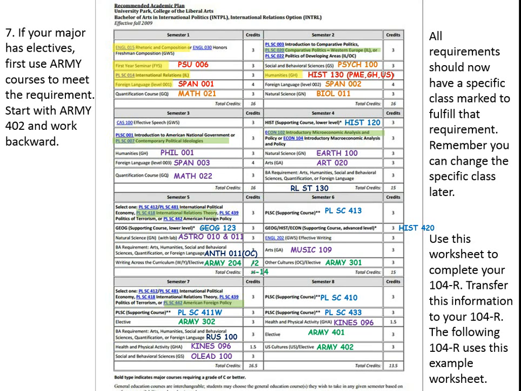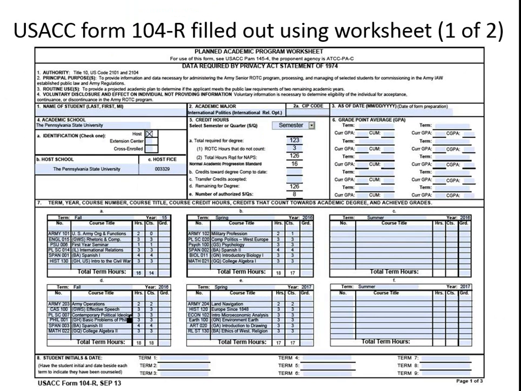Notice that the first semester on the example worksheet we filled out has English 15, PSU 6, Poli-Sci 14, Spanish 1, and History 130. These would appear on the first semester on the 104R, like on the following example. Notice that each semester starts with the Army class, then lists the classes from the worksheet. The first semester has Army 101, English 15, PSU 6, Poli-Sci 14, Spanish 1, and History 130, like our example academic plan. The remaining semesters are filled out with the classes written down on the recommended academic plan worksheet.